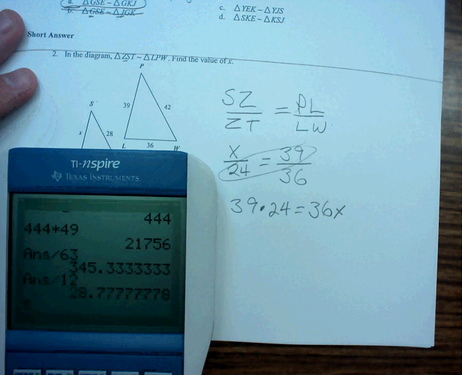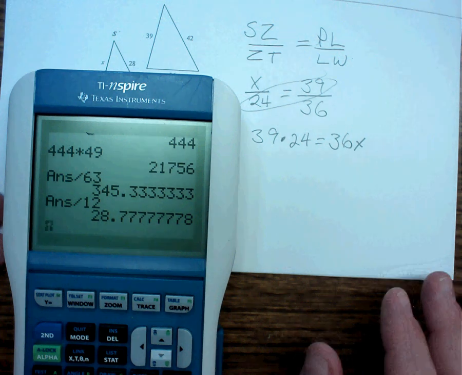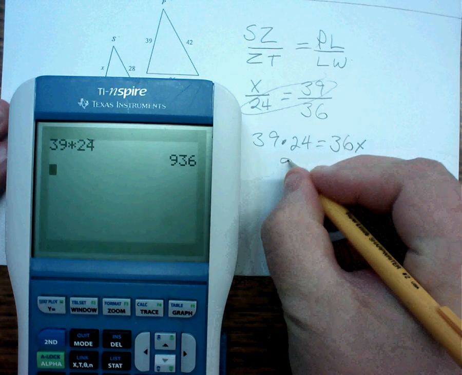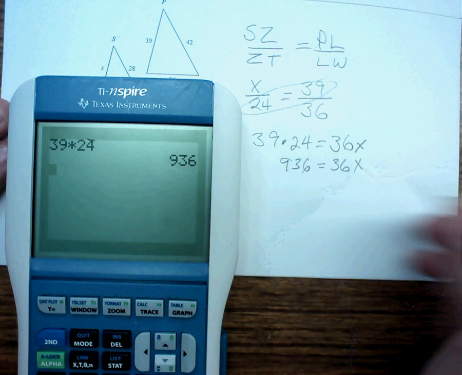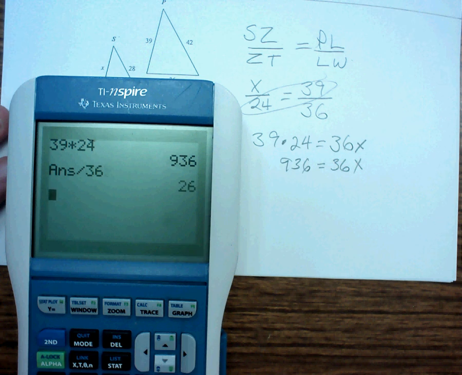So I'm going to take my handy dandy calculator and I'm going to clear this out. So I'm going to say 39 times 24. That gives me 936. That's equal to 36x. Sorry. Then I'm going to divide by 2. I think the answer is 26, but let's see. Divide by 36. I said divide by 2, but I meant to say 36.